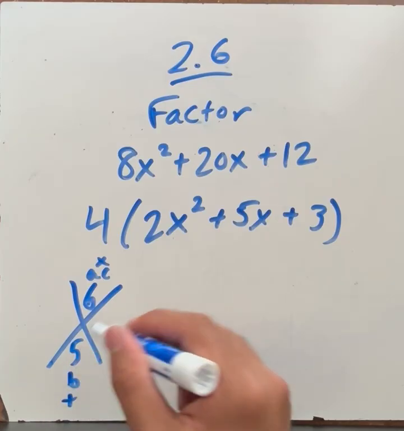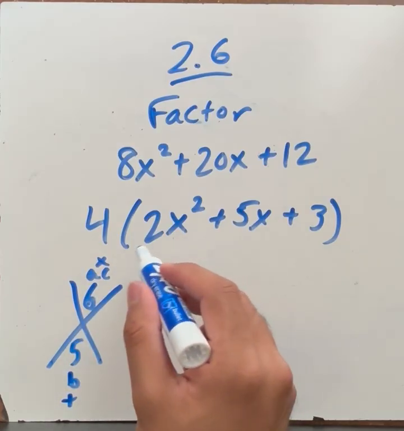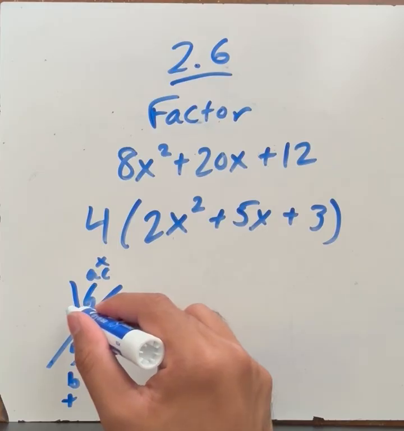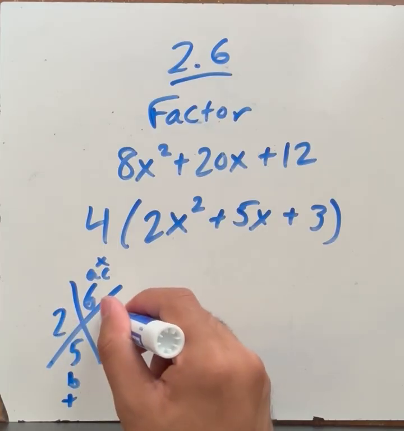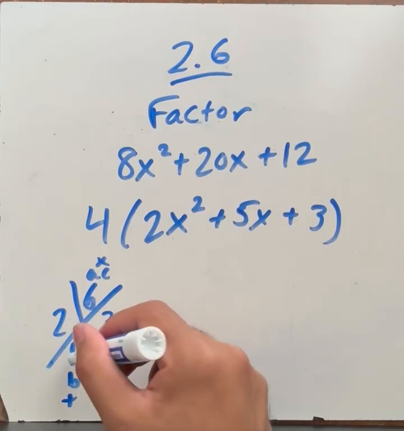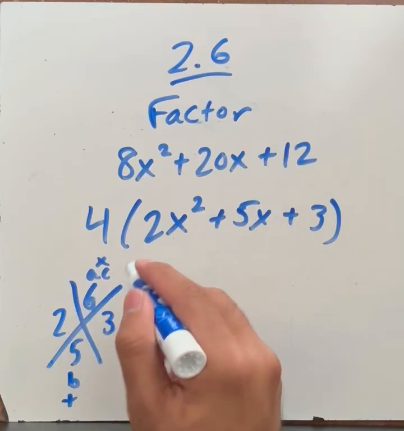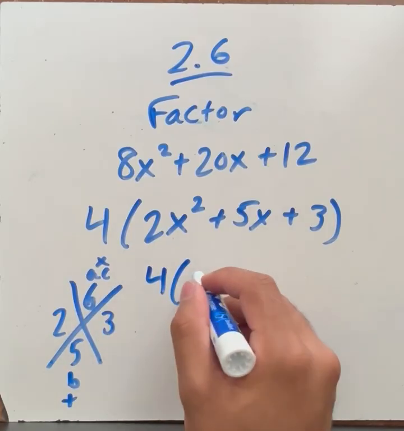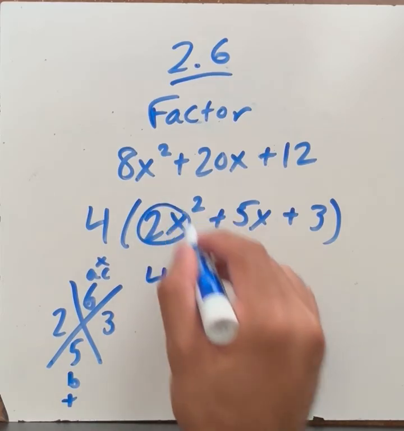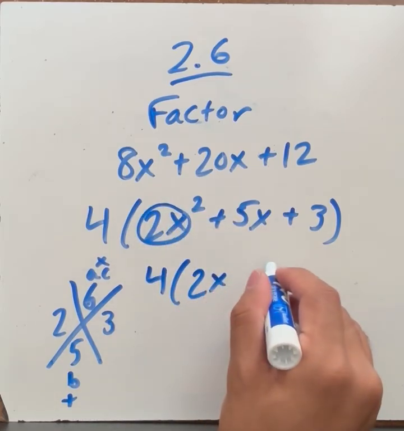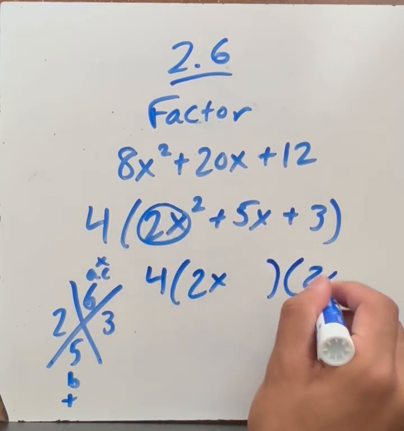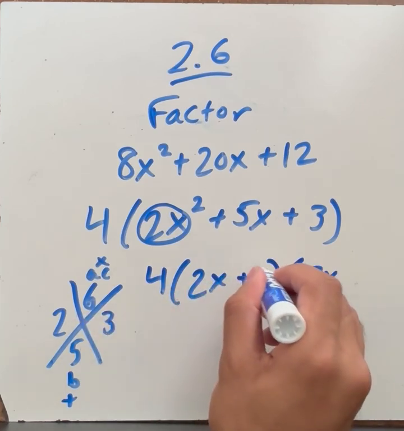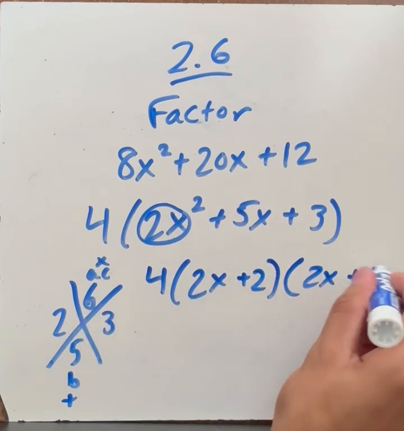So we want two numbers that add to make 5, okay. 2 plus 3 is 5, and 2 times 3 is 6. So we pulled out a 4, so we'll write that again. We'll put the 2x term into here and here. We'll put the plus 2 term into here and the plus 3 term into here.